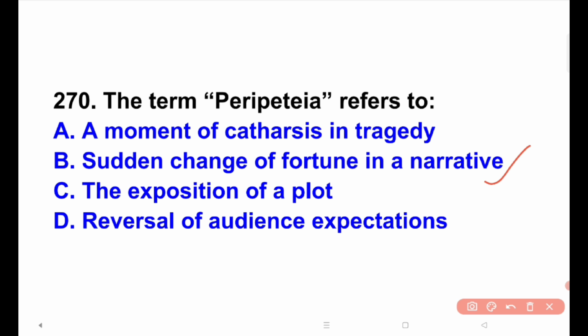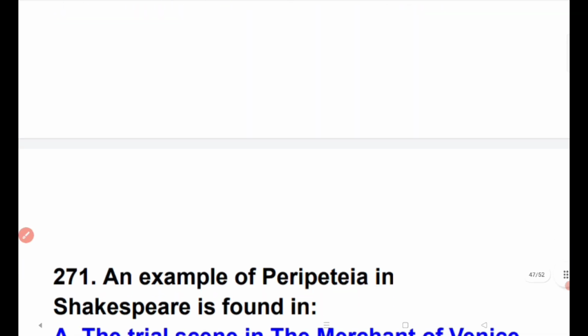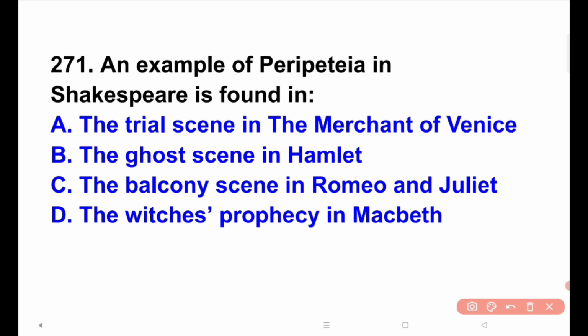Next, an example of peripeteia in Shakespeare is found in option A, the trial scene in The Merchant of Venice, Shylock. The scene marks the sudden reversal of Shylock's fortunes, a classical example of peripeteia. Hamlet, the ghost scene is important but not peripeteia. Balcony scene in Romeo and Juliet, it's romantic. Witches' prophecy, Macbeth, it is foreshadowing. Foreshadowing, very important terminology. Next.